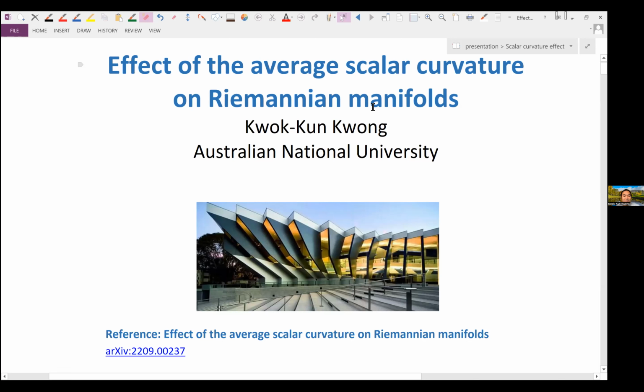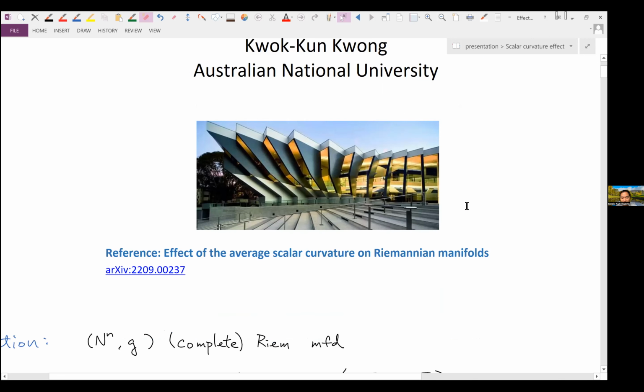Okay, so today I'm going to talk about my more recent work, the effect of the average scalar curvature on Riemannian manifolds. Yeah, so this is the ANU campus. Welcome to visit us anytime. This is based on my arXiv preprint with the same title. You can find it on arXiv.